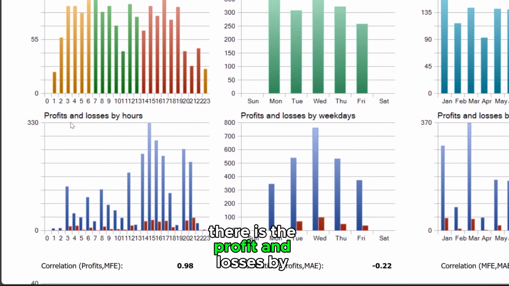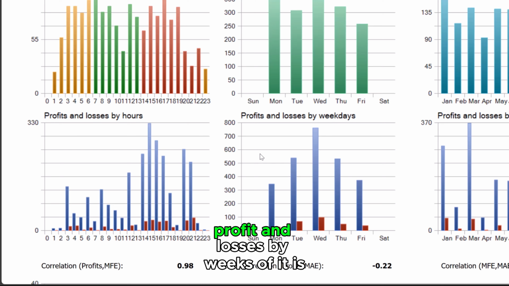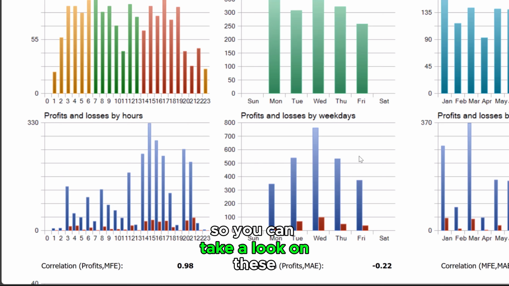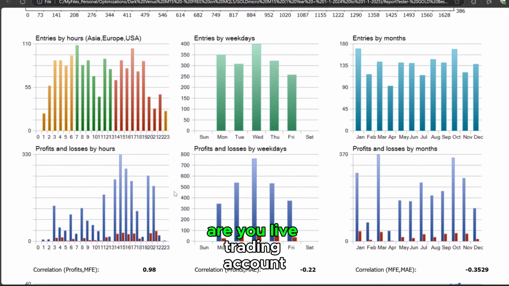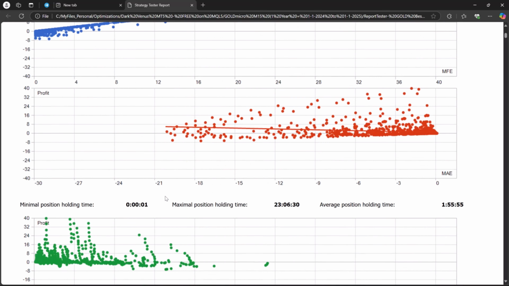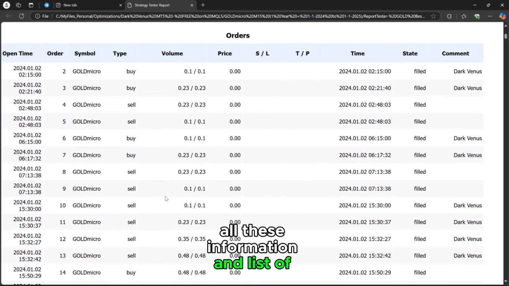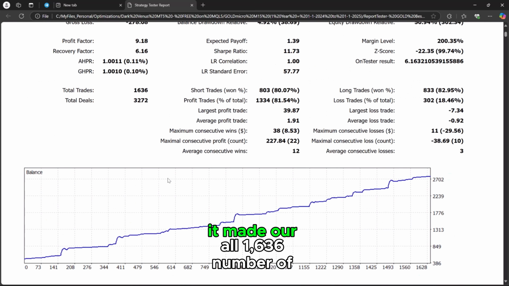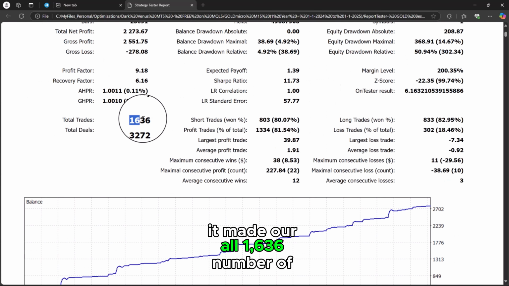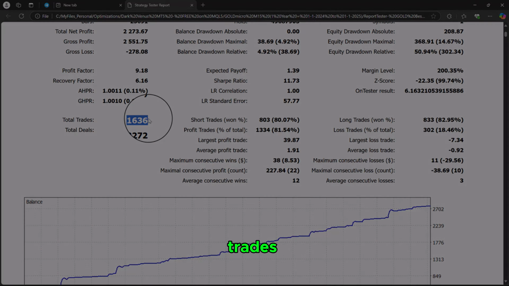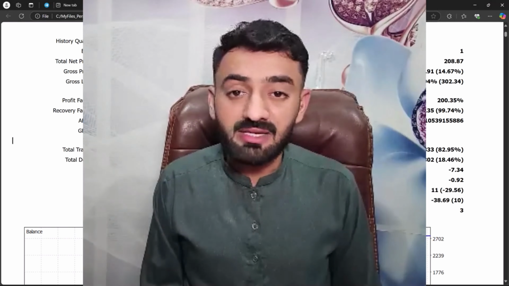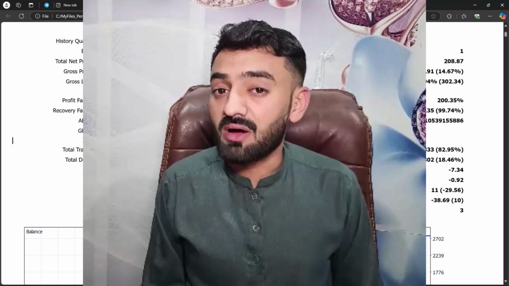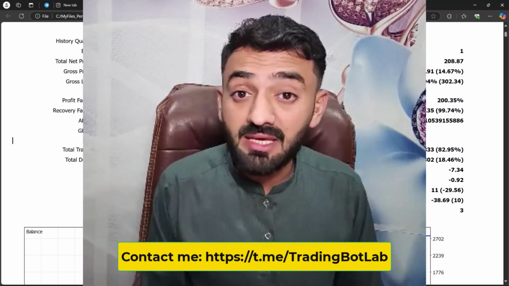Here is the profit and losses by hours, profit and losses by weeks, and how it is performing. So you can take a look at these graphs and make a decision for your live trading account. And here below all this information and the list of all trades which it has taken. As you know, it made overall 1636 trades.